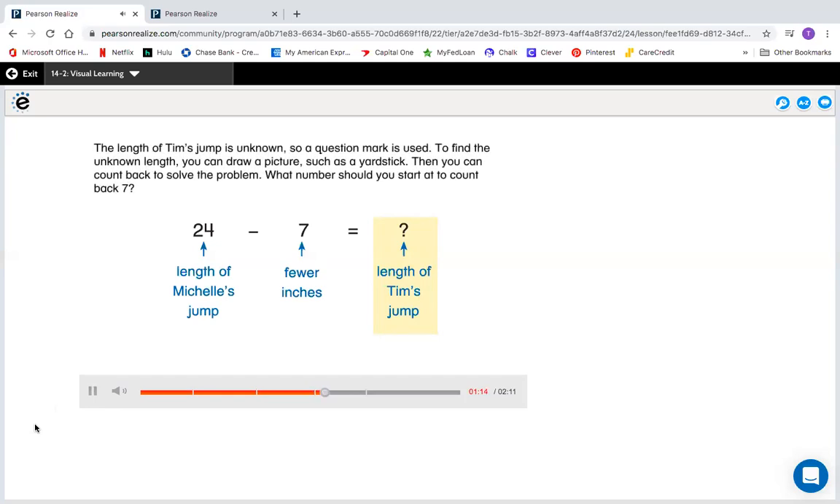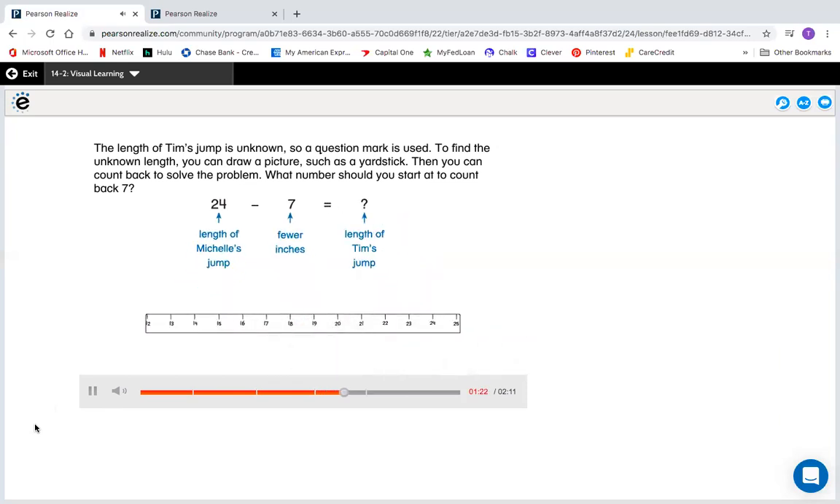The length of Tim's jump is unknown, so a question mark is used. To find the unknown length, you can draw a picture, such as a yardstick. Then you can count back to solve the problem. What number should you start at to count back 7?